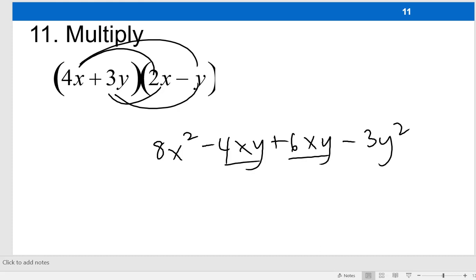This is where I have people not sure. 4x times y, obviously minus 4xy, but 3y times 2x, 3 times 2 is 6, and I have y times x, which is the same thing as x times y. That's why we tend to put these in alphabetic order. That way I can see that these are both xy, xy, and I combine negative 4 plus 6 is 2, and bring the rest of them down.